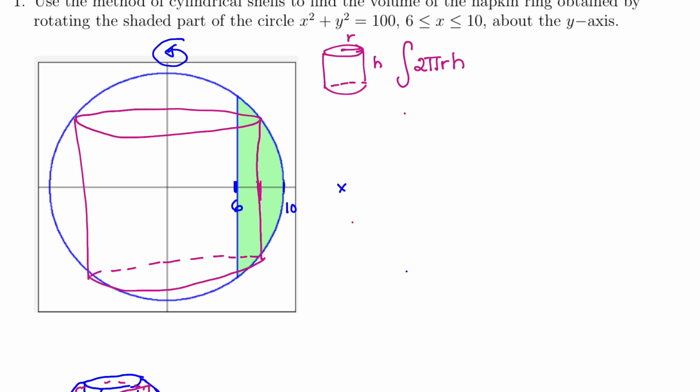But notice, again, you're cutting along the x-axis. So that means we get to integrate along the x-axis.